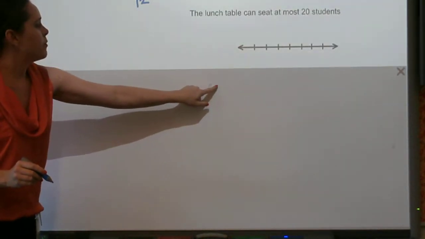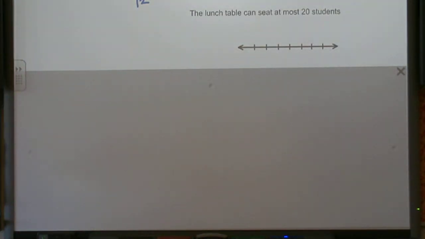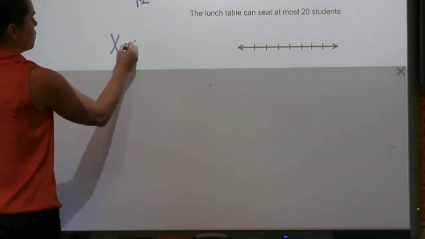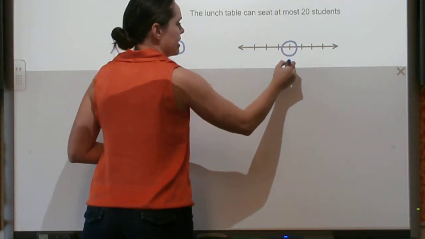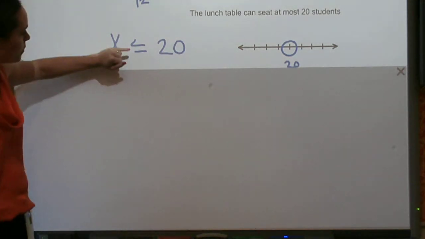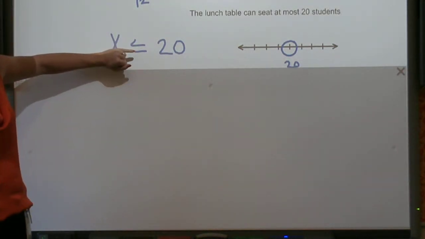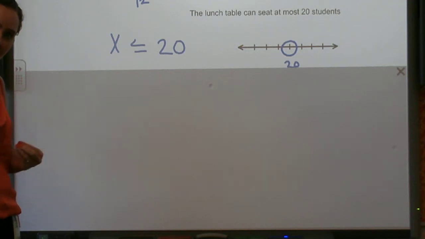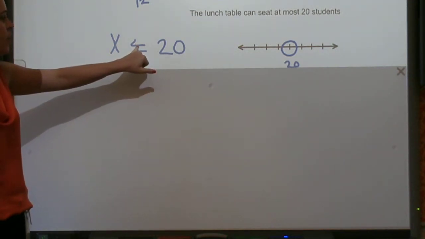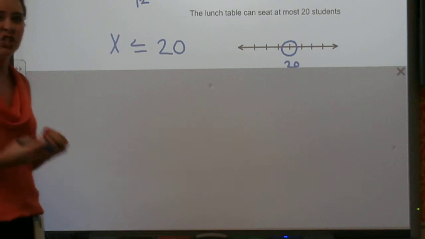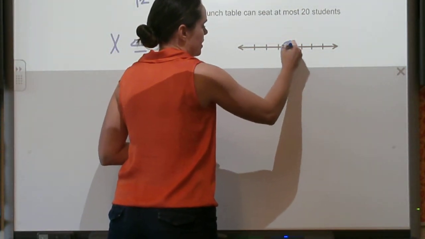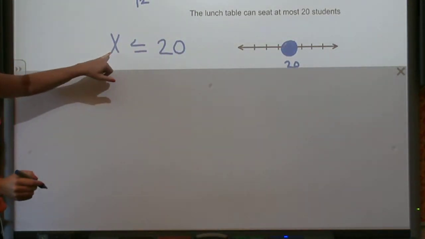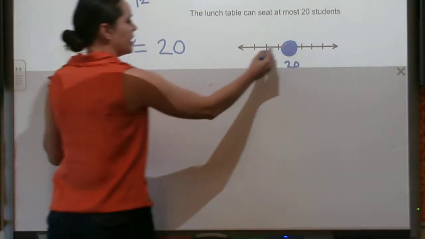Alright, our next example was the lunch table can seat at most 20 students, at most. So we said that x was less than or equal to 20. So now we have 20. Now notice that we have less than or equal to. And again, we had to commit to memory that when we see less than or equal to, then we're going to have a shaded circle, because that means it also includes the number 20. And then it is values less than, so that tells us that we need to go left.